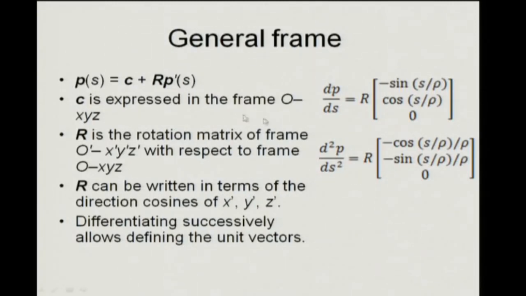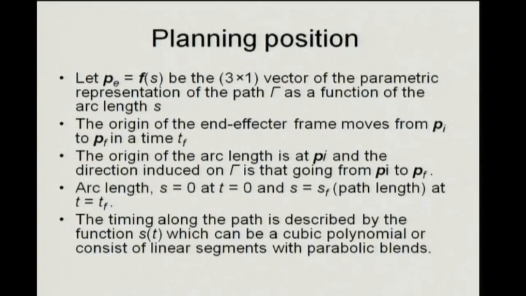And then essentially once you have defined it like this, you define dp/ds. So you get minus sin(s/rho), cos(s/rho), and then d squared p/ds squared you get in this form. So you know all the vectors. So this gives you the general term.